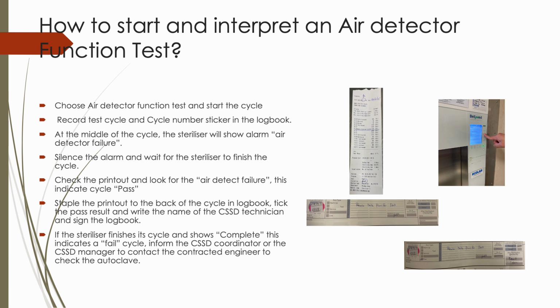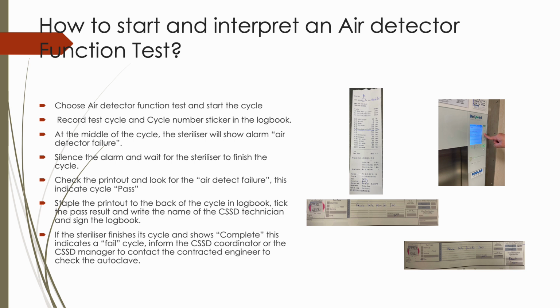After 50 minutes the sterilizer should alarm and say an air detect failure, which indicates the increased level of air or non-condensable gas in the sterilization phase. Record the result and the printout in the logbook. Then, the failed cycle of the sterilizer means it's passed, meaning the air detector system is working properly.